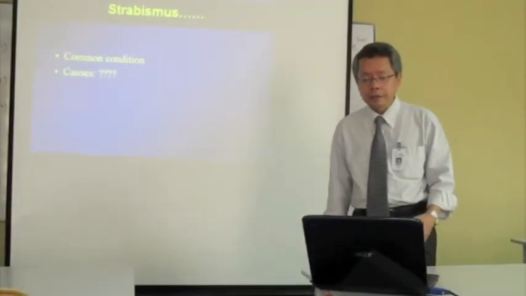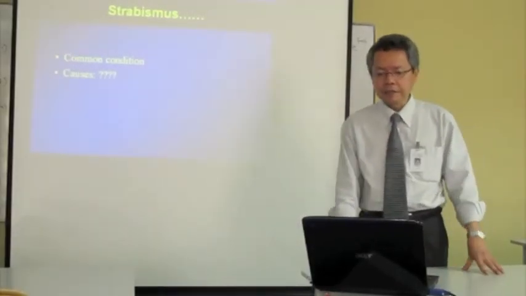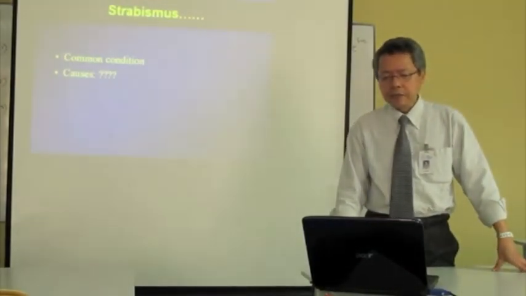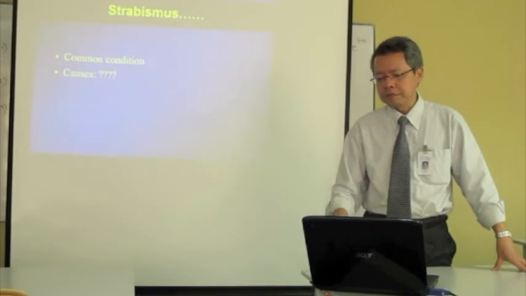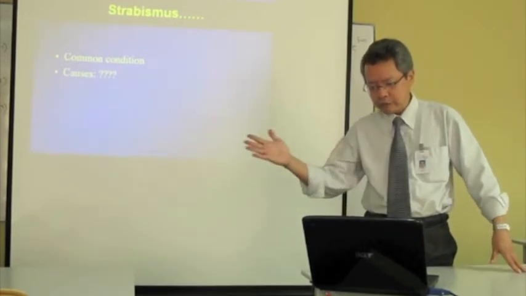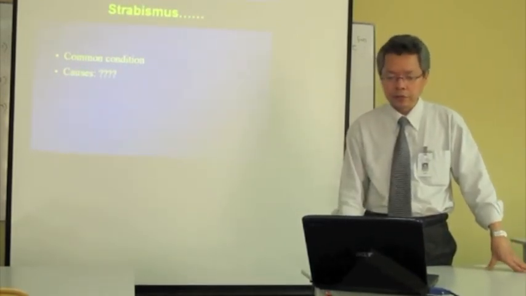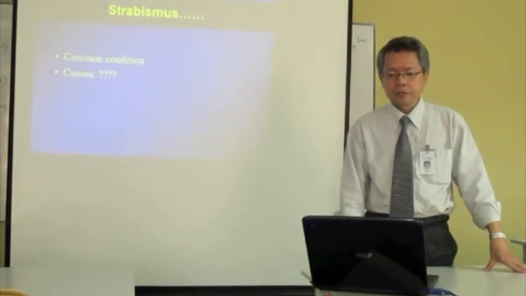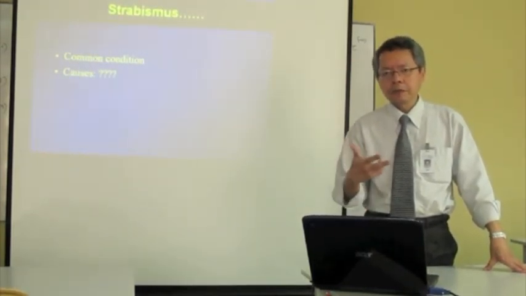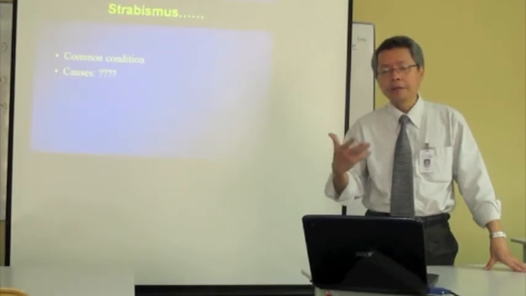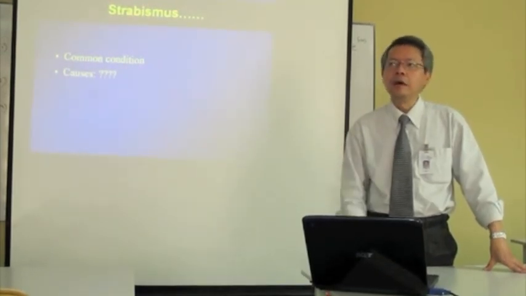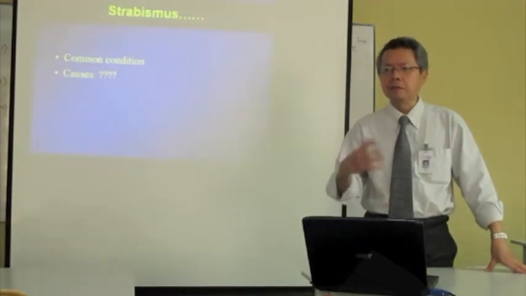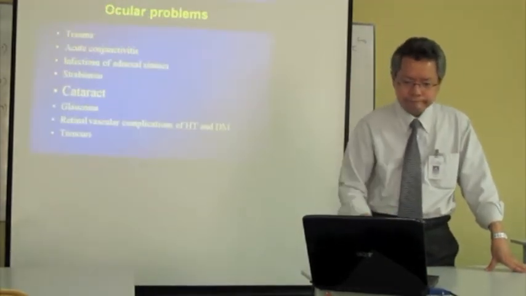Now, it is a common condition. We haven't got real statistics in the Malaysian hospitals, the Malaysian population, what the prevalence is, but it has been said that exo conditions are more common than eso conditions. Anyway, we need good data on that. What causes strabismus? It's a problem with the nerve supply to the eye, or the muscles are somewhat affected by restriction or by something that's growing on it.